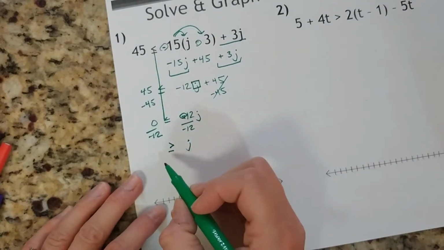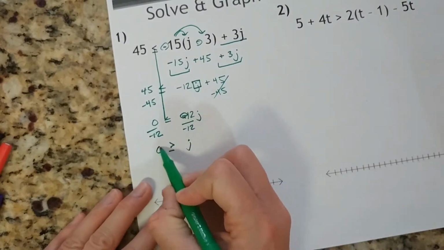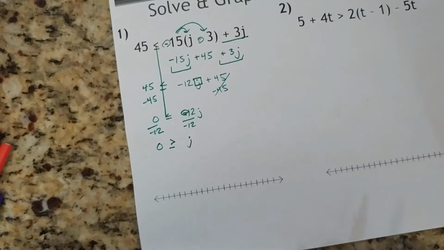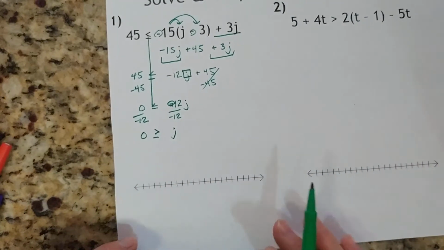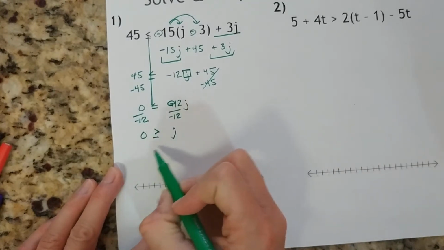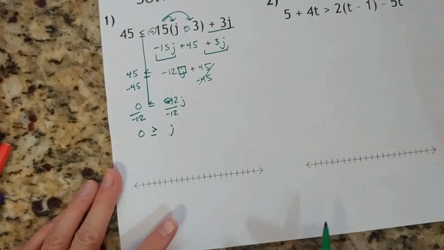0 divided by 12 or 0 divided by negative 12, here's just 0. Anytime you take 0 divided by any number, you get 0. So I've got j all by itself. Now if I'm going to go to graph this, I'm going to want to reverse the inequality and get the variable on the left-hand side.